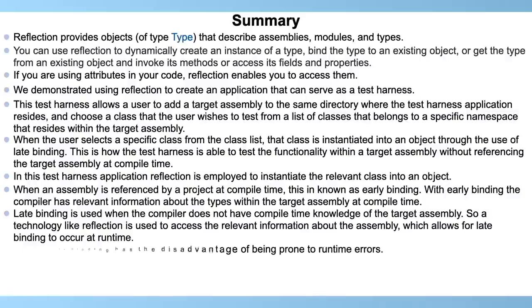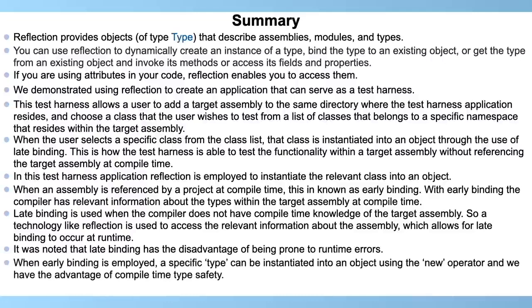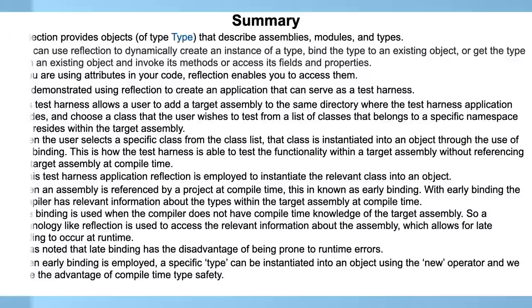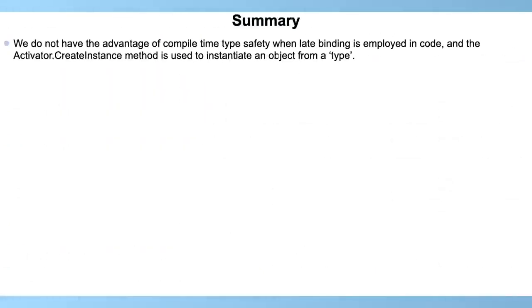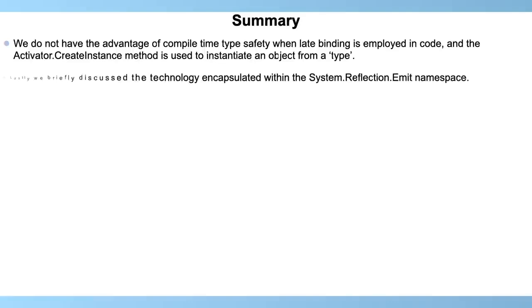It was noted that late binding has the disadvantage of being prone to runtime errors. When early binding is employed, a specific type can be instantiated into an object, using the new operator, and we have the advantage of compile time type safety. We do not have the advantage of compile time type safety when late binding is employed in code and the Activator.CreateInstance method is used to instantiate an object from a type.